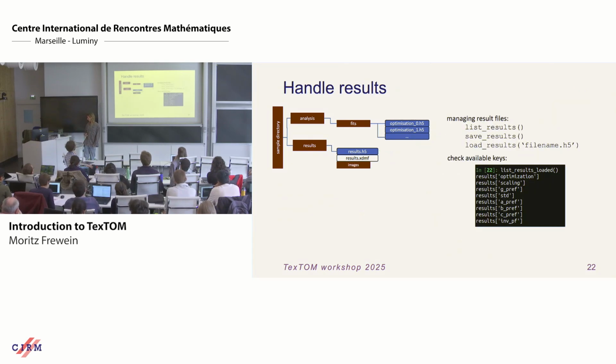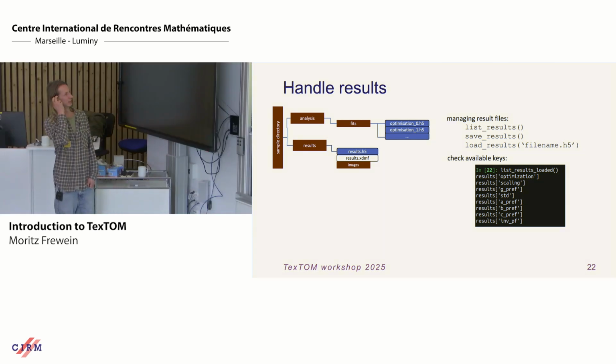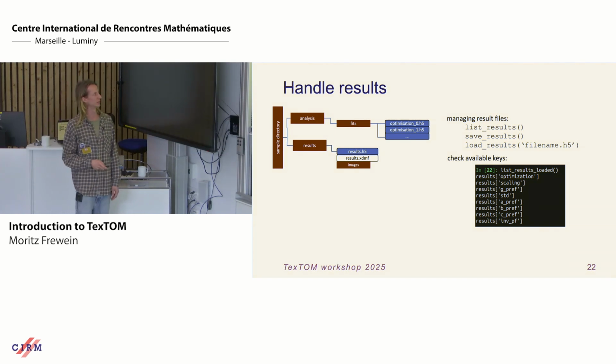And then there's how to handle results. Once you did this, you get a results dictionary in the program, and it has these properties. It will make this file results.h5 in a separate result folder, which you can then take to ParaView, and the h5 file just contains all the tomograms of all the parameters that you have.